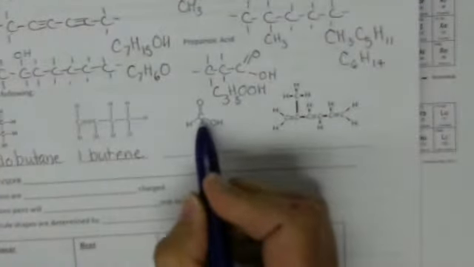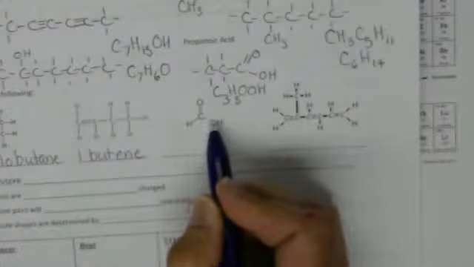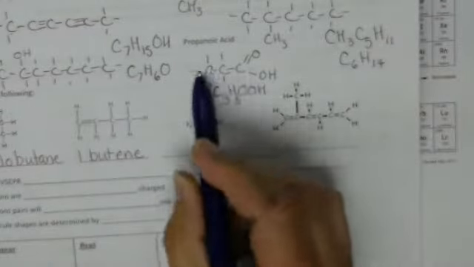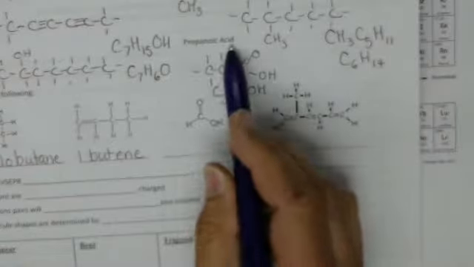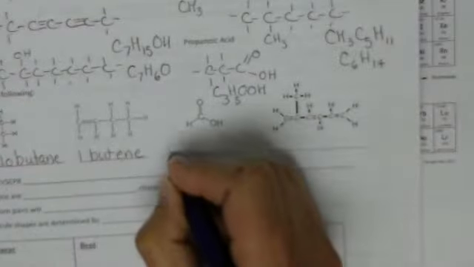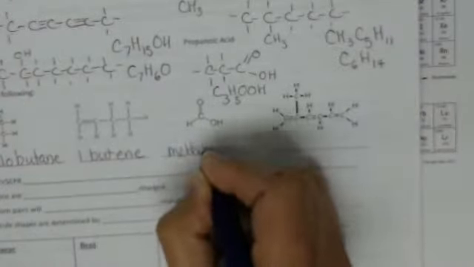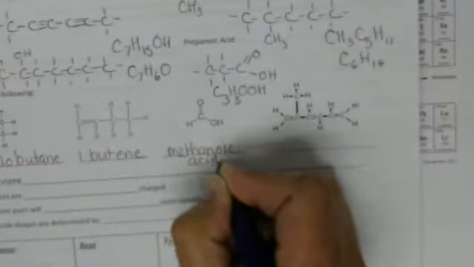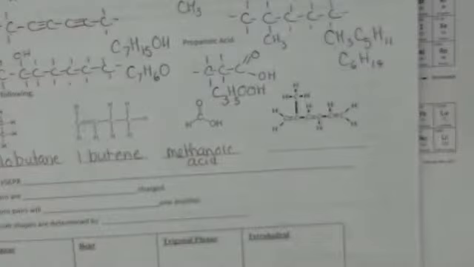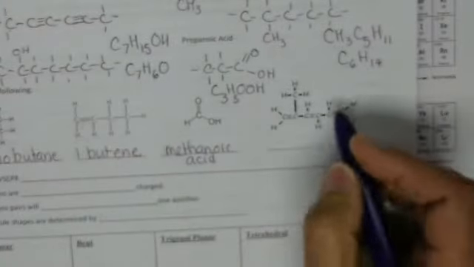All right, here's a C with a double bond to an O and an OH, just like this acid right here, except we've got fewer carbons. So instead of a propanoic acid, we now have a methanoic acid, because there's only one C, and meth is the root for 1.